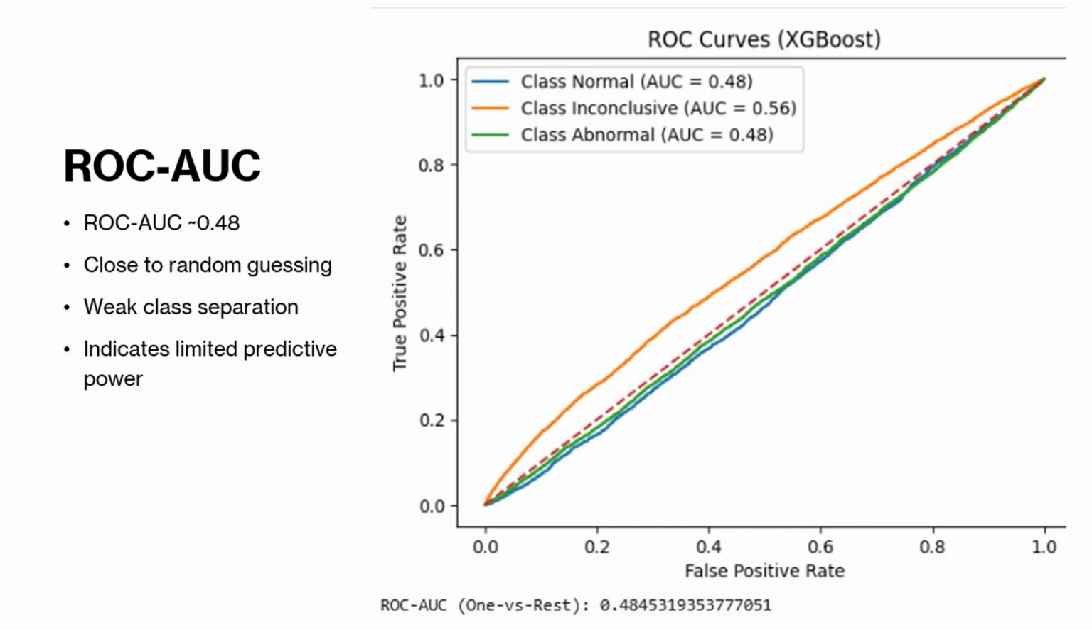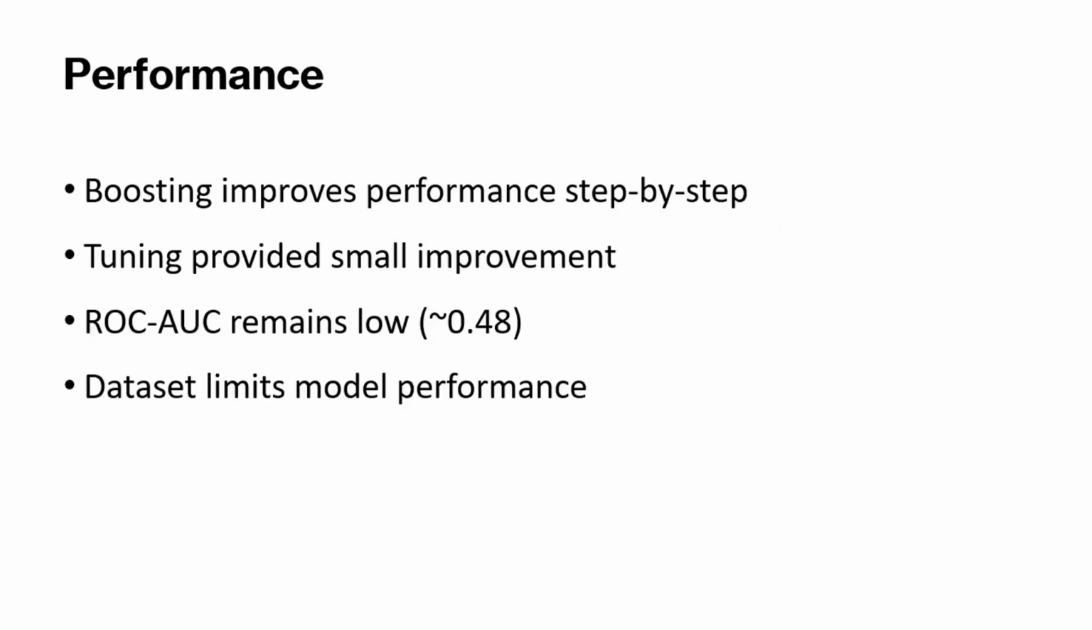This suggested that even after tuning, the model is not effectively separating the different test result categories. This limitation may be due to weak predictive features or noise in the dataset. After tuning, the XGBoost model achieved an accuracy of about 0.383 and an F1 macro score of 0.383. The ROC-AUC score was around 0.48, indicating limited ability to distinguish between classes. In the reflection section, I will discuss which model performed well.